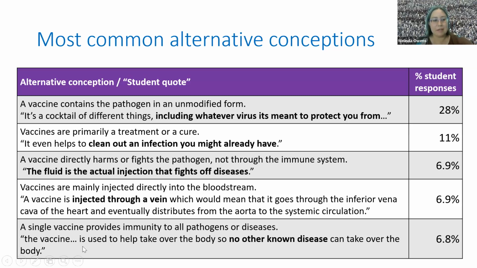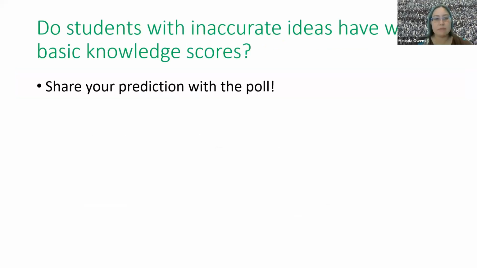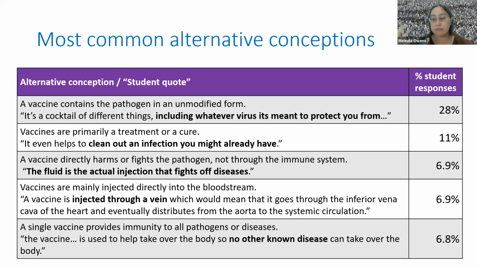And then finally, a single vaccine provides immunity to all pathogens or diseases. So the vaccine takes over the body so that no other known disease can take over the body. So yeah, these were the most common ones that we found, and a number of these, like these last three, were actually, as far as we can tell, kind of novel in the literature, at least. Okay, so we have students who have alternative conceptions, and I will say there were people with other alternative conceptions, just not very common ones.